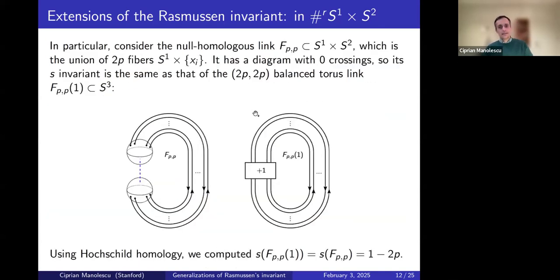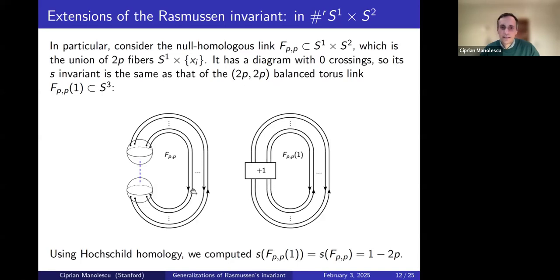Okay, so this gives you the S invariant of this interesting link. You'll see why it's important. This is a null homologous link in S1 times S2. This one has no crossings. It just consists of 2p fibers in S1 times S2. S1 times something, it has 0 crossings. And if you twist it once, you get a torus link.